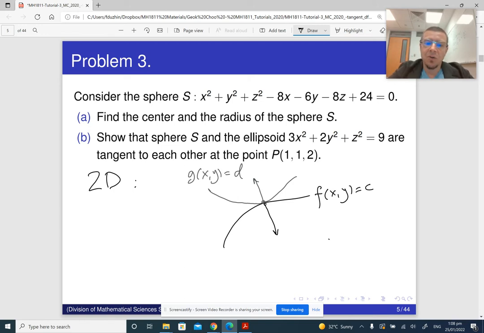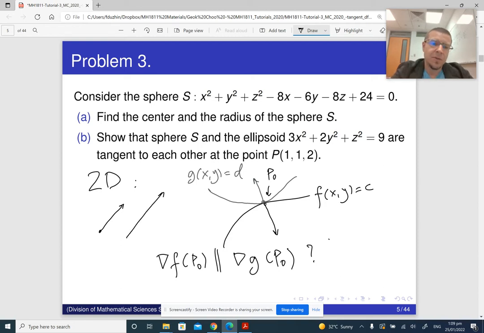The point here is that in order for this to happen, these two gradient vectors should be parallel to each other. So nabla f at the common point, let's say p0, should be parallel to nabla g of p0. It is relatively straightforward to check if two vectors are parallel, because two vectors are parallel if and only if they are proportional to each other. If you have one vector AB and some other vector CD, how do you check that they are parallel?